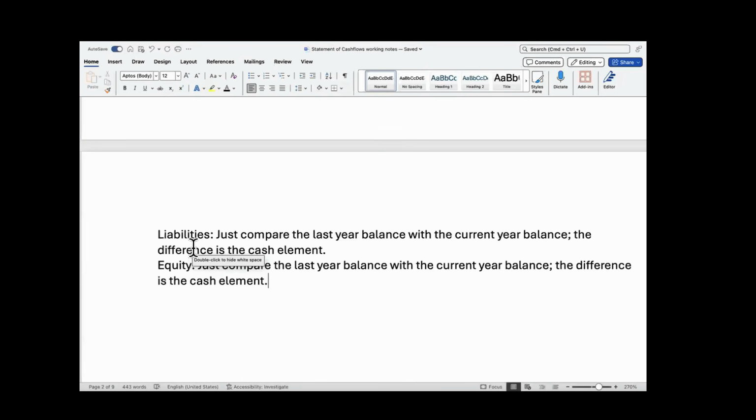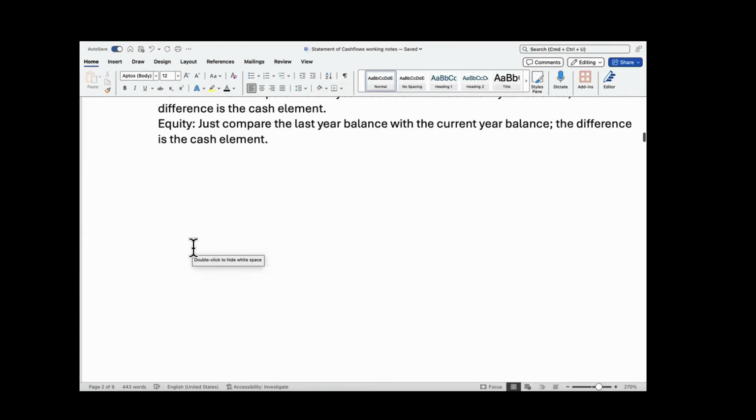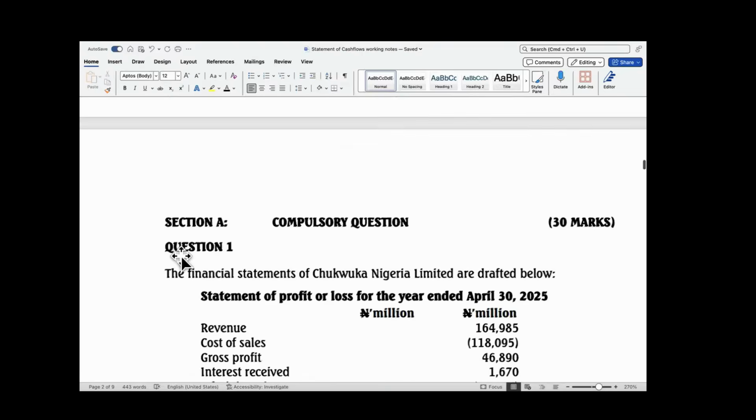And there are some that are peculiar, like assets. If there is depreciation for the year, you adjust for that and all of that. And you know where to put them. It's so easy because you will always be able to make a move. Now, let's look at this question.